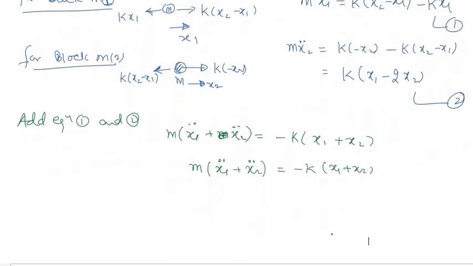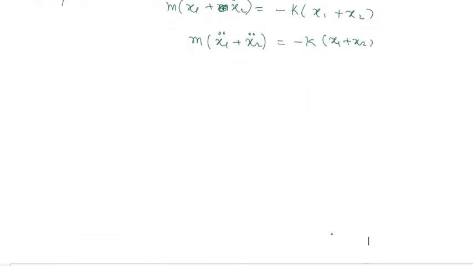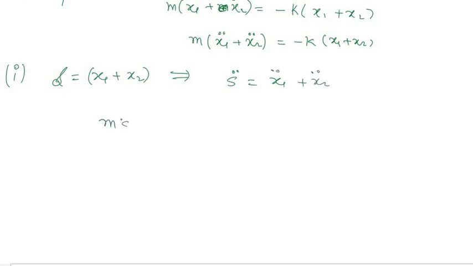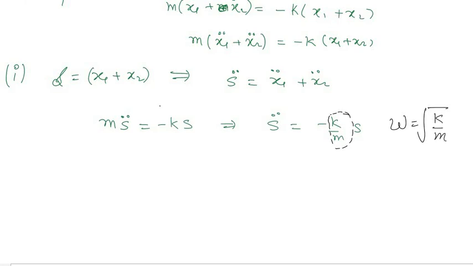Now let us say that one normal coordinate is s, given by x1 plus x2. So from here, substituting, you will get s double dot is equal to x1 double dot plus x2 double dot. So m s double dot is equal to minus k s. So from here, s double dot is equal to minus k by m times s. So this k by m is your frequency of oscillation. So omega is equal to under root k by m, that is your frequency of oscillation.